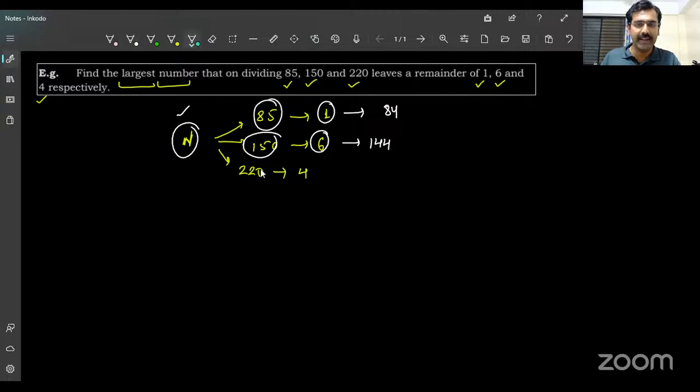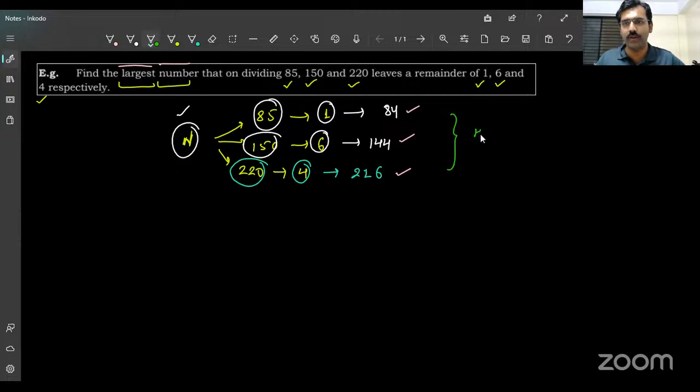In the same manner, can I not say that 220 has this excess of 4? Because if I remove that 4, which means if I keep it up to 216 only, then I'll have a number which will be perfectly divisible by n. So in a different language, can I not say that I'm looking for the largest possible number which can divide 84, 144, and 216 completely? I hope you're getting the logic very clearly now. In short, I'm looking for the HCF, highest common factor, of 84, 144, and 216.